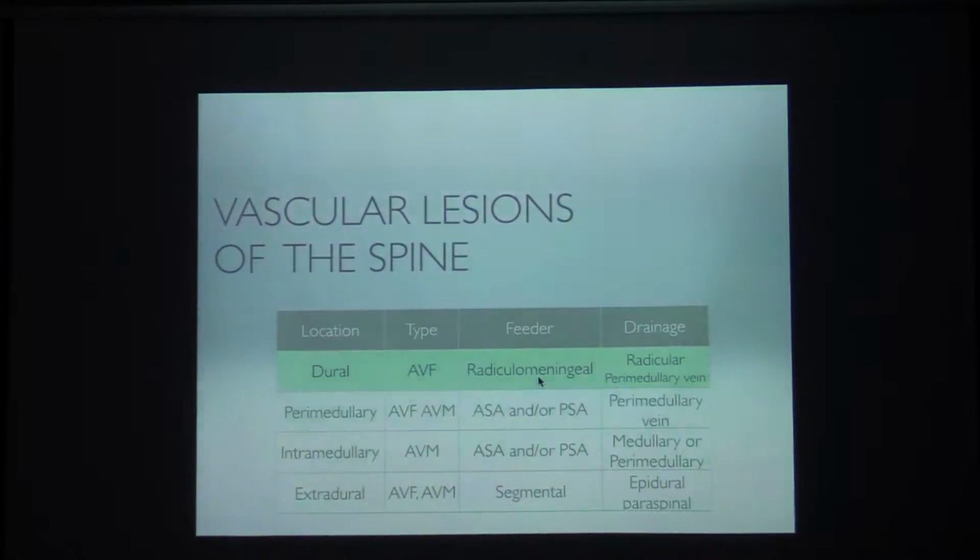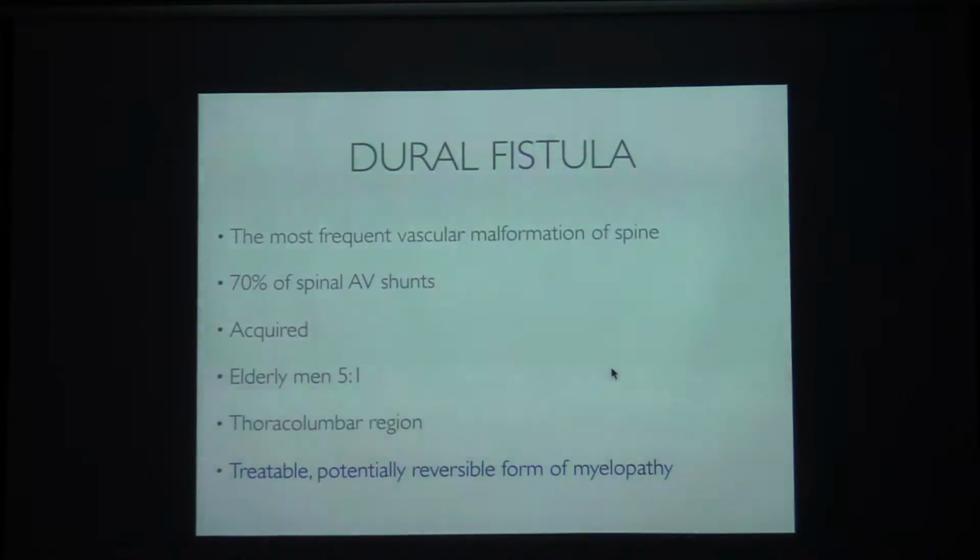It's like a dural artery, and it will be drained into perimedullary veins and radicular veins. So this is the most frequent vascular malformation of the spine. This is what you can catch on an MRI, and it's about 70 to 80% of all the shunts in the spine. It's probably an acquired disease.